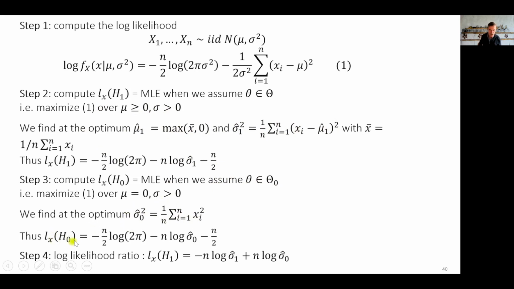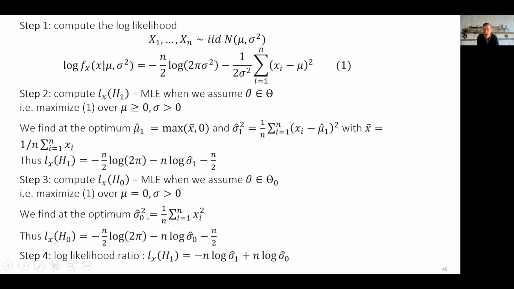And then the log likelihood ratio is simply the difference of those two formulas. So there are many terms that go away. The ugly terms in log 2 pi, etc., they disappear, and we find that the log likelihood ratio is simply minus n log sigma 1 hat plus n log sigma 0 hat. So we see that what matters is the difference, or even the ratio, between sigma 0 hat and sigma 1 hat. Sigma 1 hat being the residual error under the global model versus the residual error under H0.